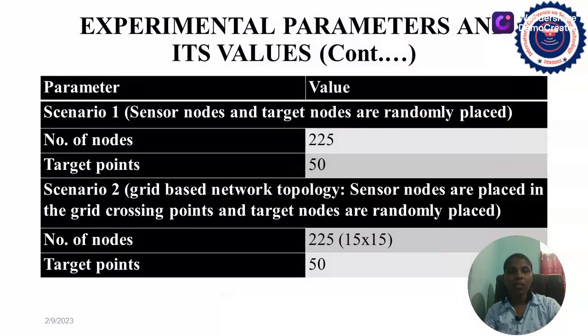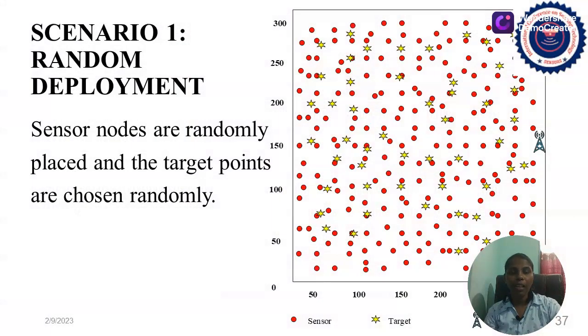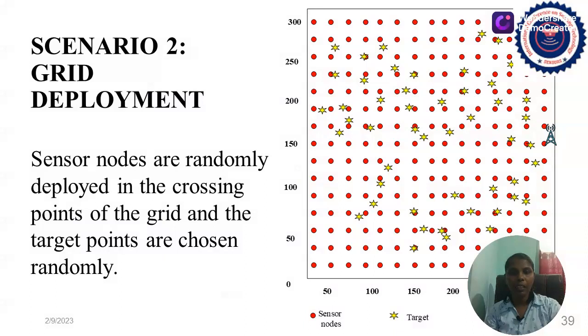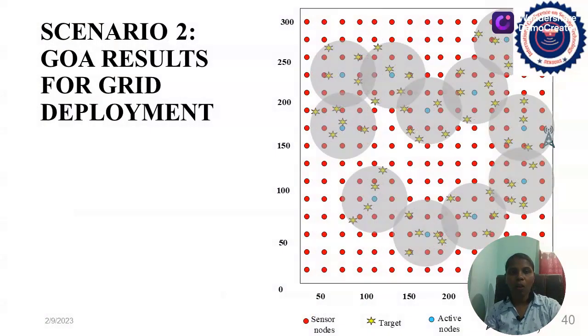There are two scenarios taken. In one, sensor nodes and the target nodes are randomly placed. The other is known as the grid-based network topology, in which sensor nodes are placed at the grid crossing points and the target points are randomly placed. For the two scenarios, we show how the sensor nodes are placed, and how our proposed algorithm achieves the results. Then for scenario 2, how the grid deployment is placed, and what our result is, coverage and connectivity.